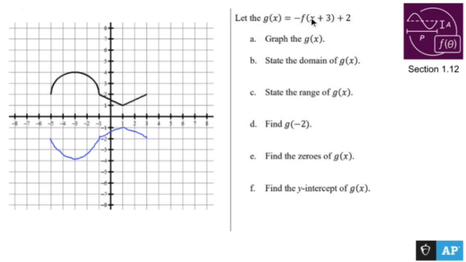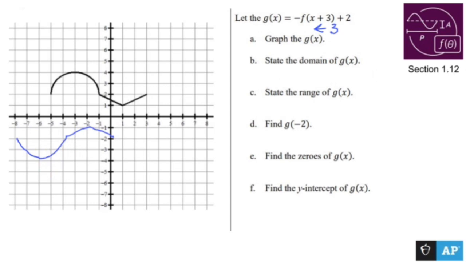Plus 3 inside the f of x means we move to the left 3 times, also known as a horizontal translation of negative 3. The reason why I wanted to draw this so accurately in one step is so I could do that here. Move over 1, move over 2, move over 3. There we go. Okay? Still looks pretty decent. I'll probably have to outline it when I'm done, but that's all right.